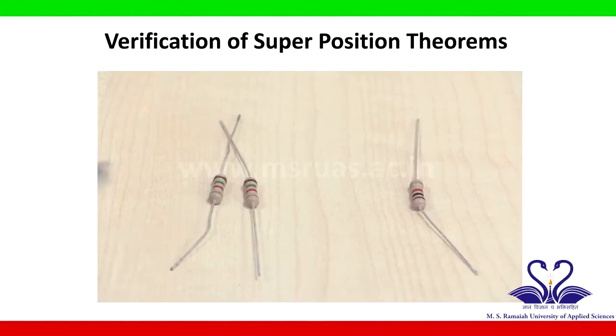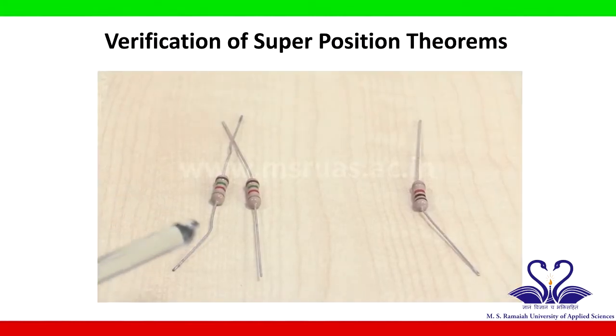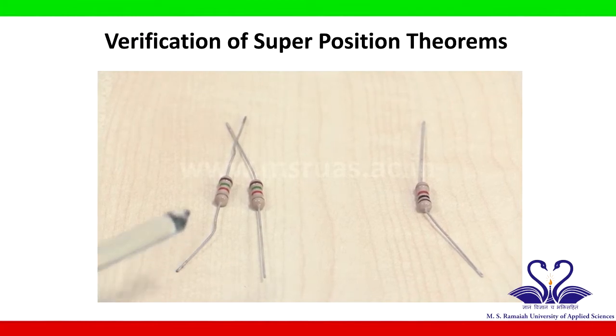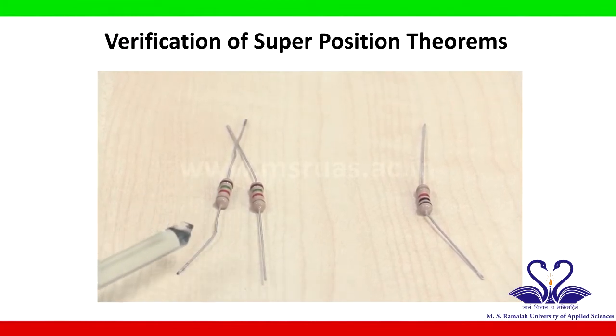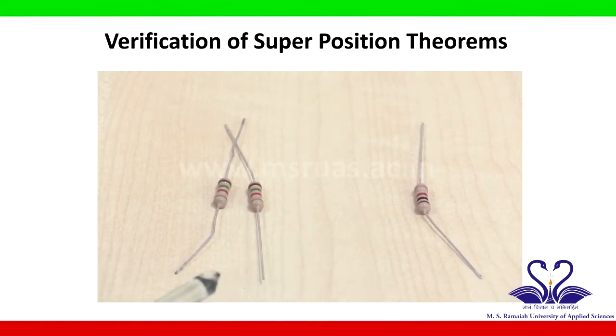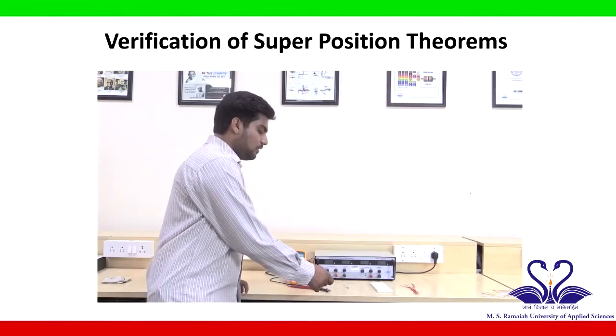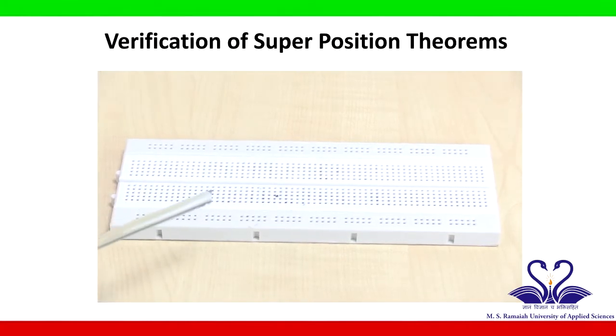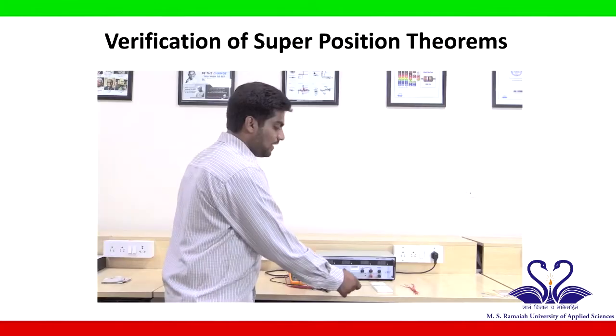Resistor. These are the resistors used to perform this experiment. There are two values of resistor that are used in this experiment. There are two 1.5 kilo ohm resistors and one 1 kilo ohm resistor. The value of a resistor can be found out using color coding or a multimeter. Breadboard. This is the breadboard on which the circuit will be built and the experiment will be conducted. And connecting wires.